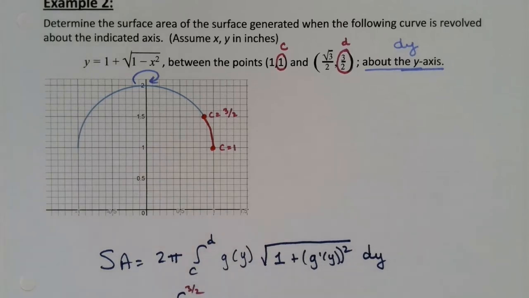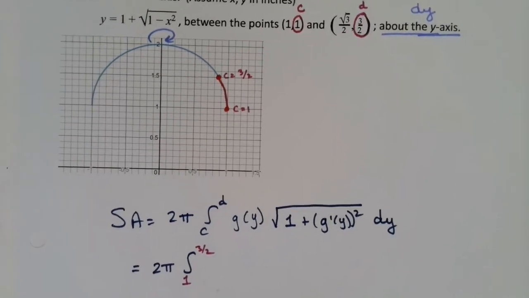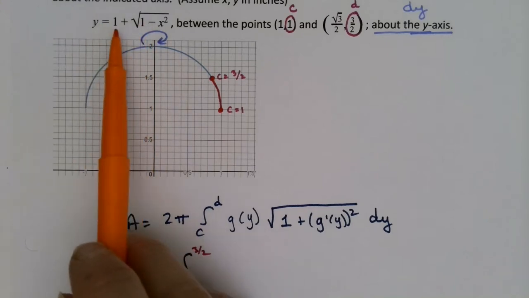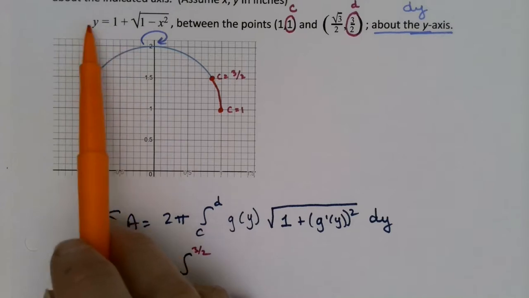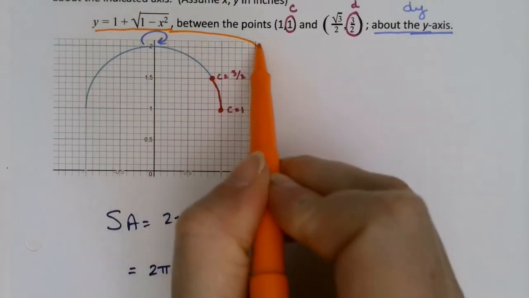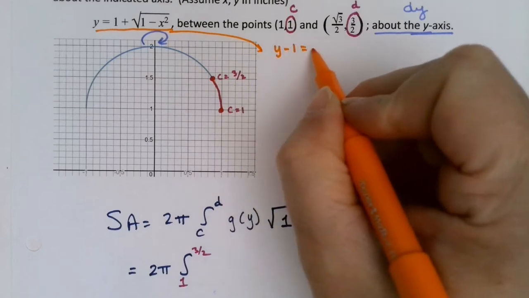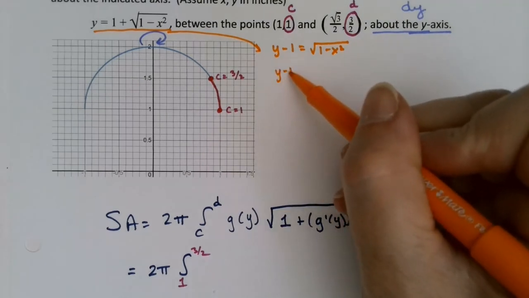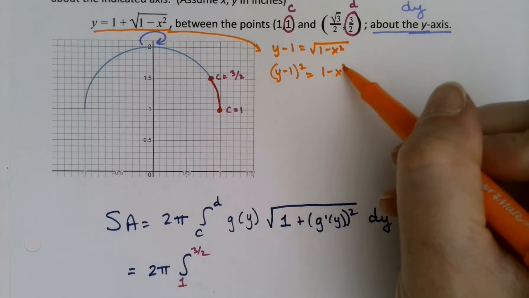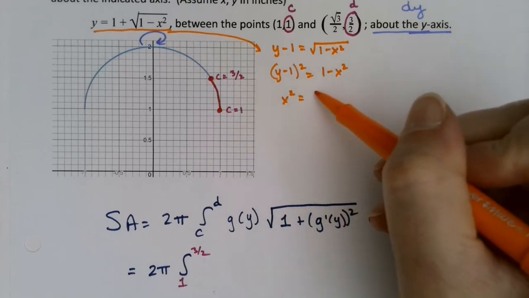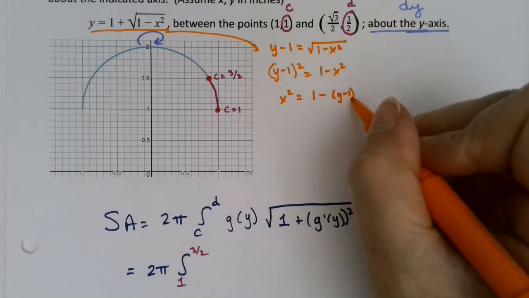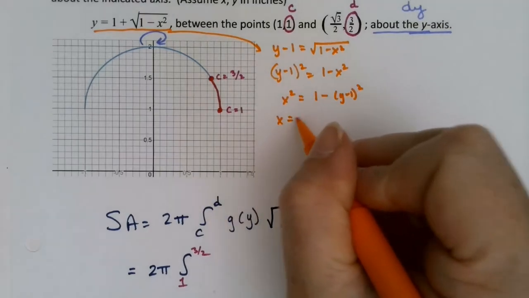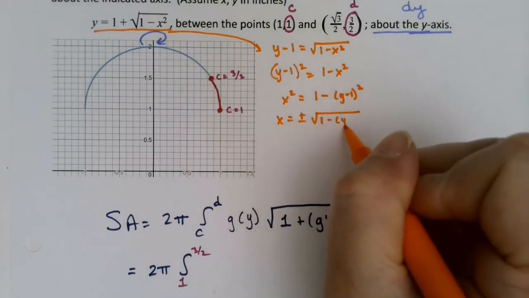But what is a trouble is that I don't actually have a function in y. I was given a function in x. So I need to solve this for x. For starters, I'm going to subtract 1 from both sides. So it'll be y minus 1 equals the square root of 1 minus x squared. That means y minus 1 quantity squared is equal to 1 minus x squared, which means x squared is equal to 1 minus y minus 1 squared. Bring the x squared over, bring the y minus 1 squared over. So x is technically plus or minus the square root of 1 minus y minus 1 squared.